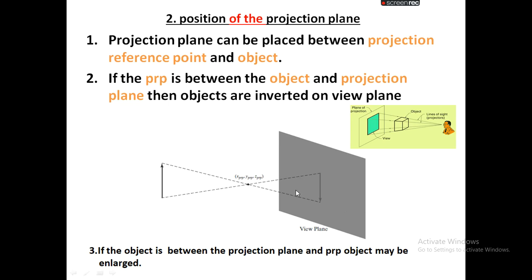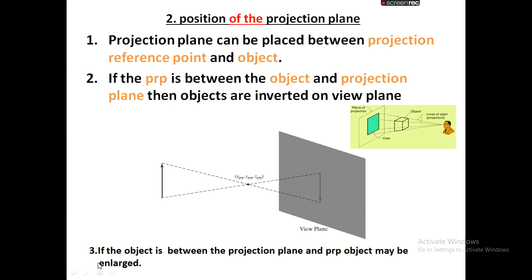In the first example, I kept the projection plane between the projection reference point and the object. Now I kept the projection plane at the end. At the end means first we have an object, see the mouse pointer. Next we have a projection reference point. Next I kept the projection plane. This is the second possibility of placing the view plane and getting the inverted image.